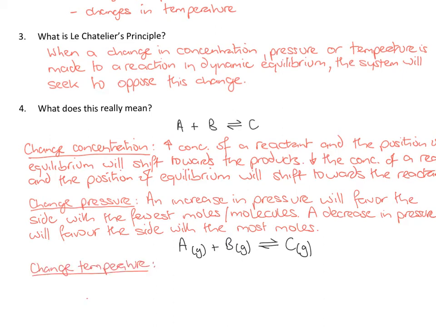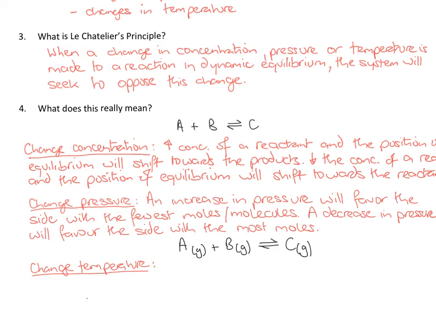Finally, let's consider changing temperature. I think this is probably conceptually the most difficult to understand, but we'll give it a good go. So we can either increase the temperature or we can decrease the temperature in a system. So let's assume we've increased the temperature. And again, Le Chatelier's principle tells us that the system seeks to oppose that change. So it's going to seek to lower that temperature back.